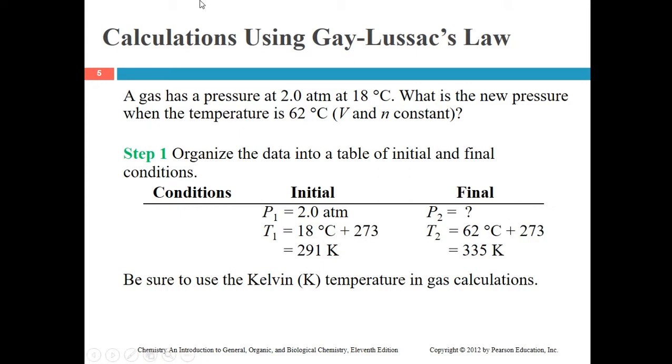So first of all, our answer better be a little bit bigger than 2.0 when we get done. But the other thing we have to make sure is that we convert our 18 degrees Celsius to Kelvin. And the same thing with 62 degrees Celsius. So 18 plus 273 is 291. Second temperature, 62 plus 273 is 335. So when we increase our temperature from 291 K to 335 K, we will have an increase in pressure.